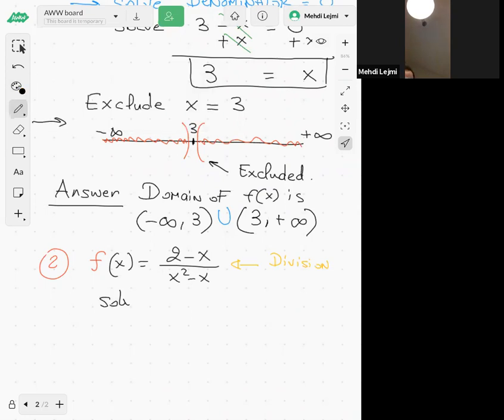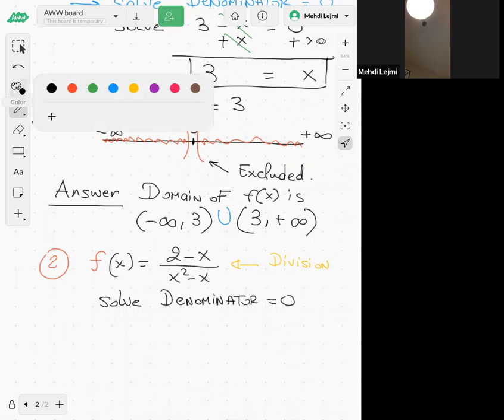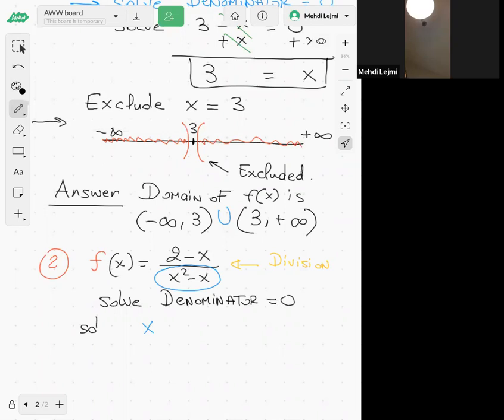Okay, you don't have to really think about it, guys. Division, solve denominator equal to 0. Square root, you solve whatever you have under the square root, larger or equal to 0. So here we solve denominator equal to 0. So what's my denominator? It's the whole thing, of course, here, which is x squared minus x. So we have to solve x squared minus x equals 0.